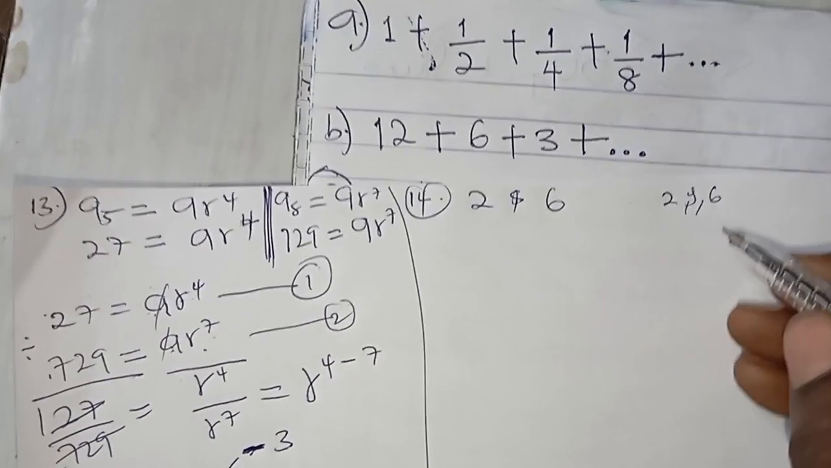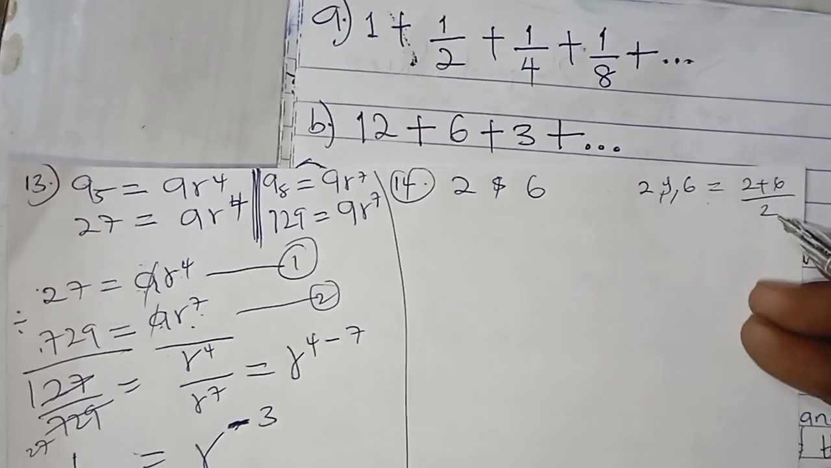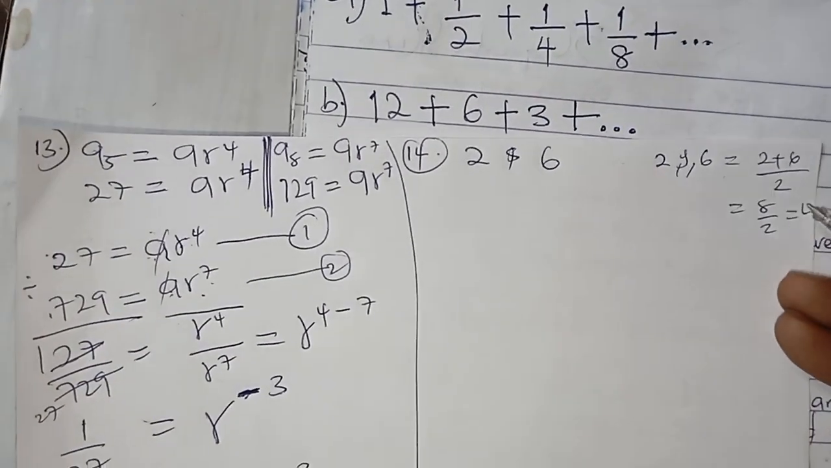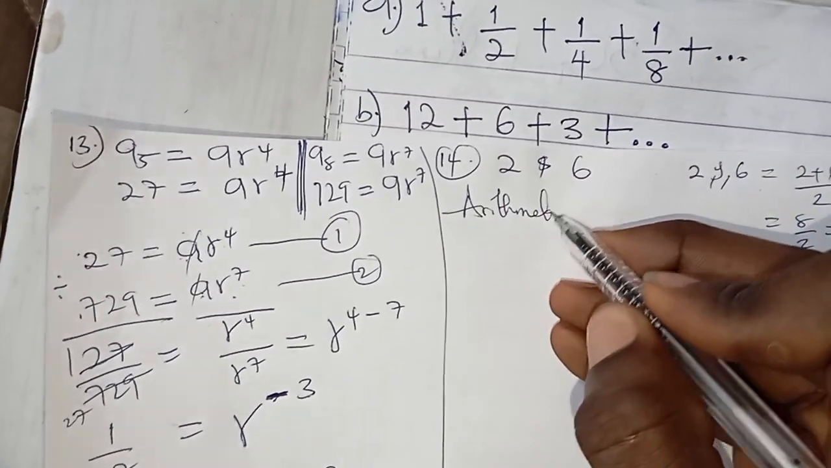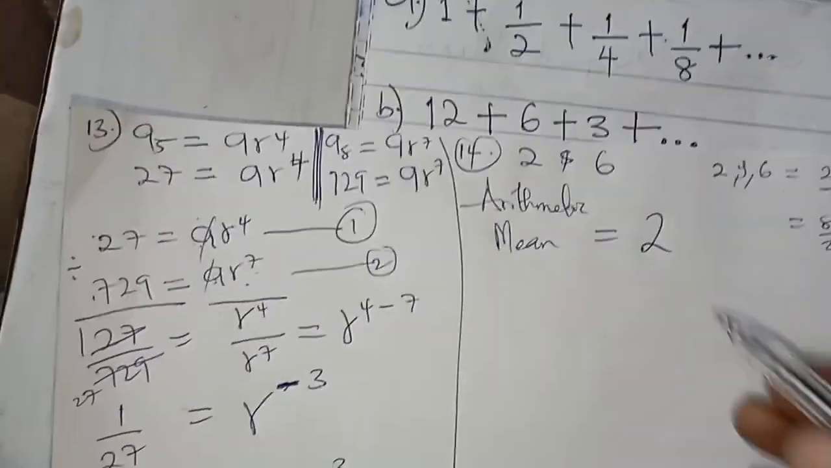So the arithmetic mean should simply be the same thing as saying 2 plus 6 divided by 2, since there are two numbers. So this is 8 over 2, which is equal to 4. So the arithmetic mean will be equal to 4.